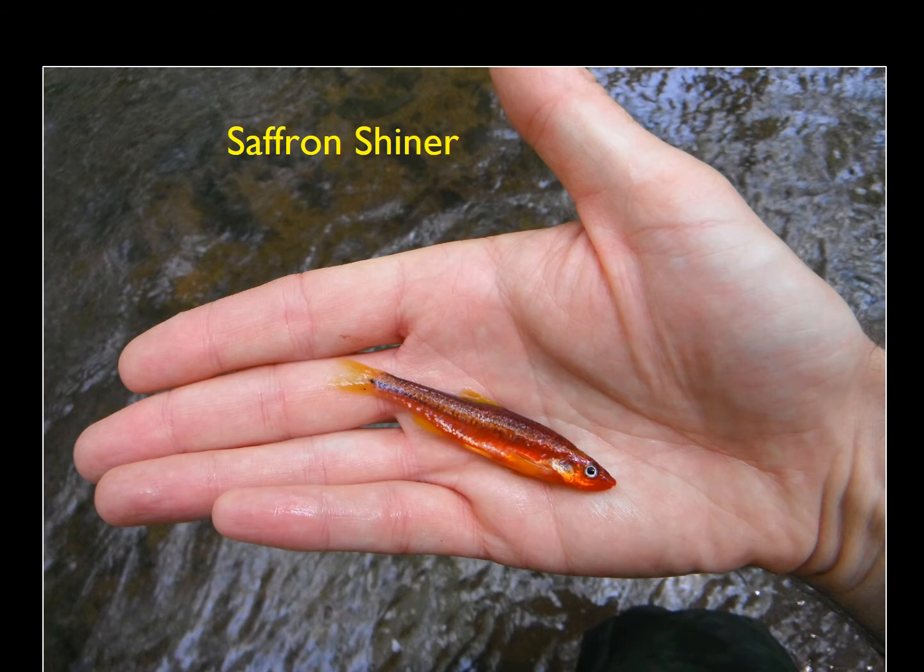Saffron shiner, this is a male, in breeding colors. These are generally more of a darker colored fish, and when they're not in their breeding colors, they have red right around the mouth. But yeah, when they're breeding, just beautiful bright red fish.